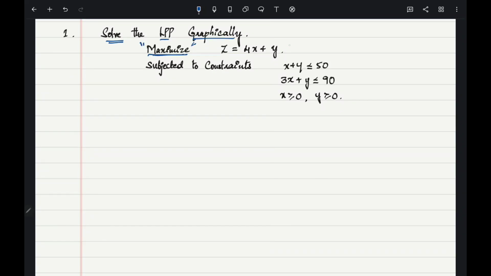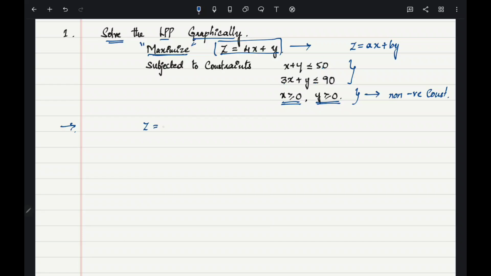They have given the objective function as z is equal to 4x plus y. I have already explained what an objective function is: a function of the form z is equal to ax plus by. So z is equal to 4x plus y is the objective function subjected to constraints. These are the two constraints they have given: x plus y is less than or equal to 50, 3x plus y is less than or equal to 90. And these two, x greater than or equal to 0 and y greater than or equal to 0, are called the non-negative constraints. So first write down the given things as it is.